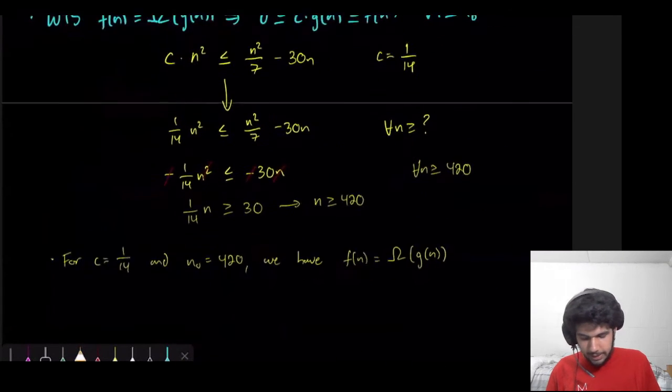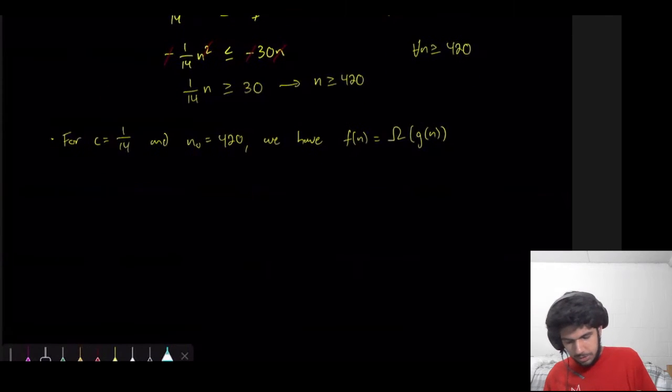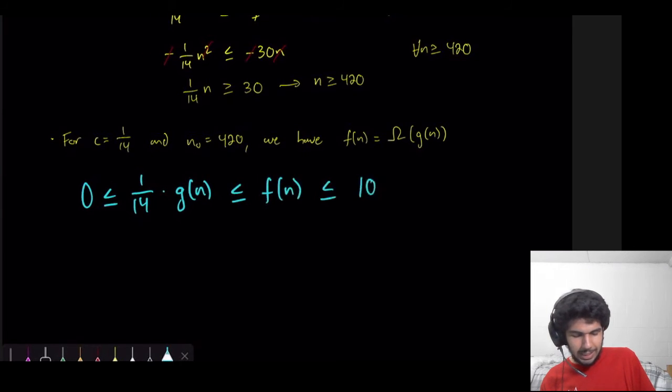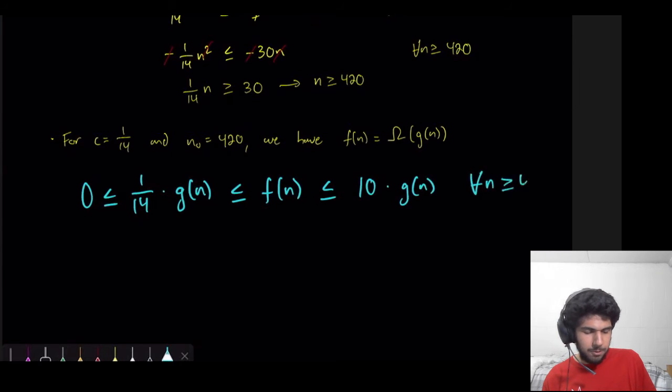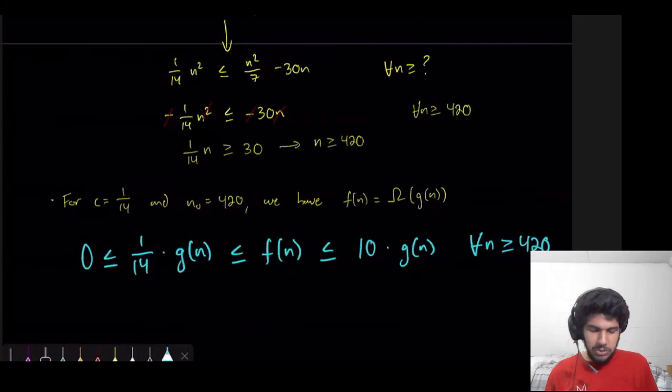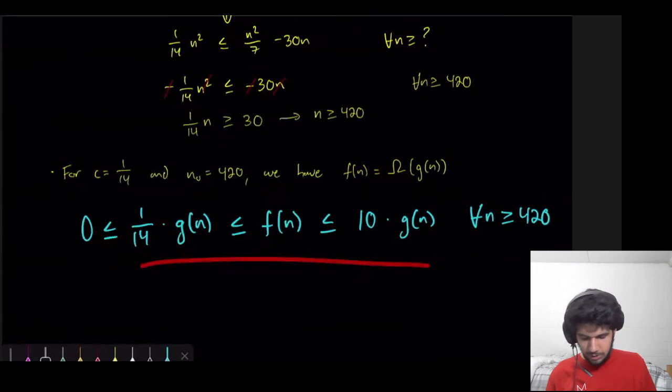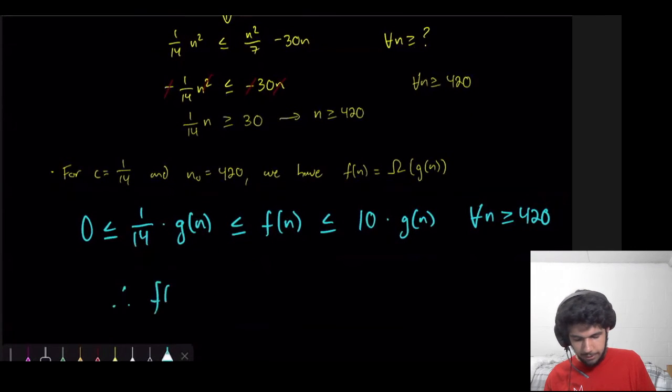And then we can conclude that 0 is less than or equal to 1/14 times g of n, which is less than or equal to f of n, which is less than or equal to 10 times g of n, for all n greater than or equal to 420. So we found those constants, we've shown this relationship holds, so therefore we can conclude that f of n is big theta of g of n.